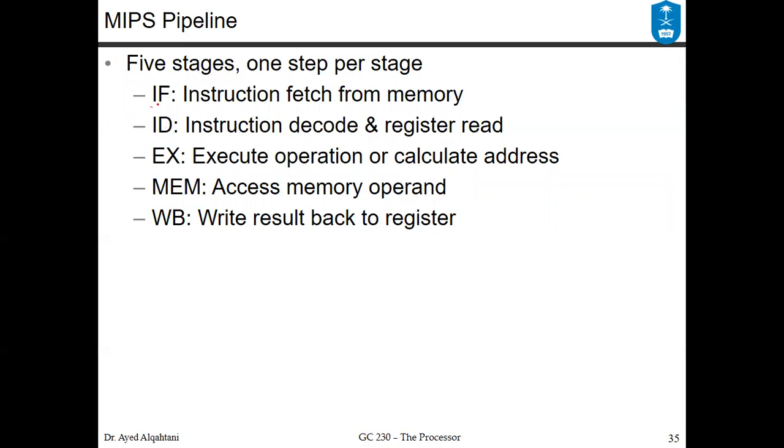So we denote them by these letters, or we just simply call them F for fetch, D for decode and register read, X for execute, M for memory, and W for write back. Sometimes we use these letters to indicate each of the stages, and sometimes we use these abbreviations.